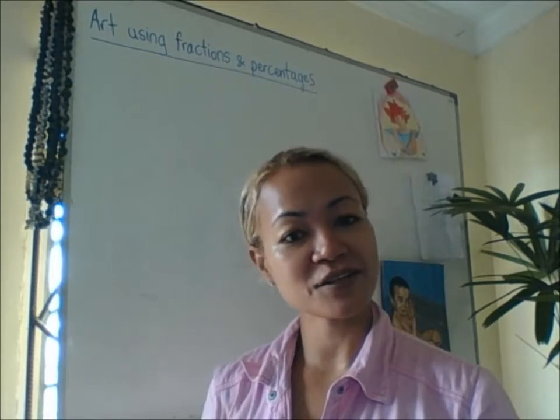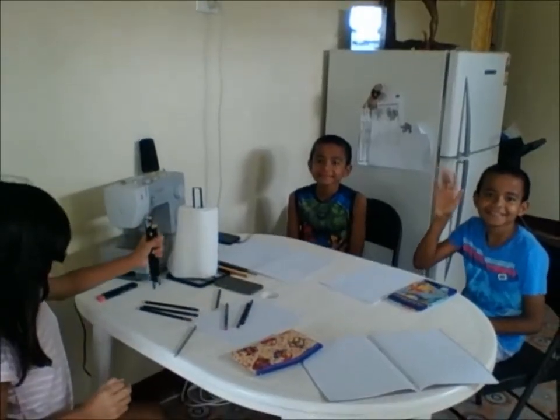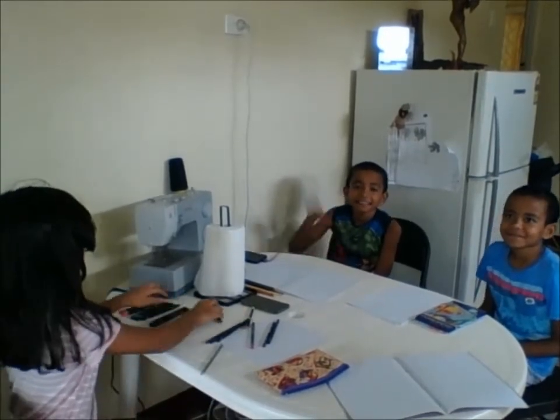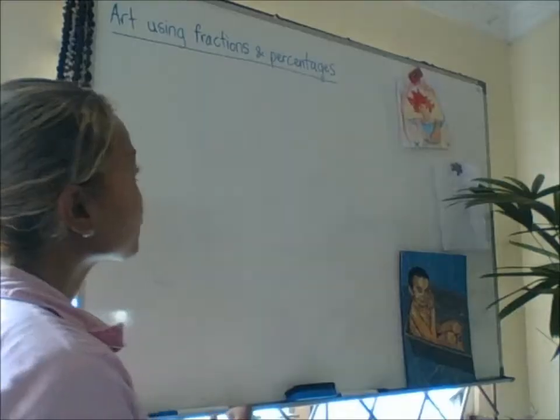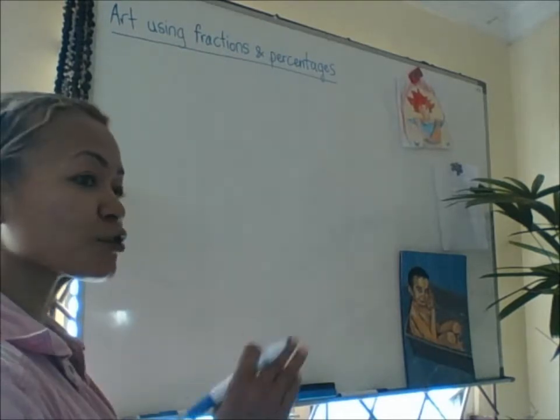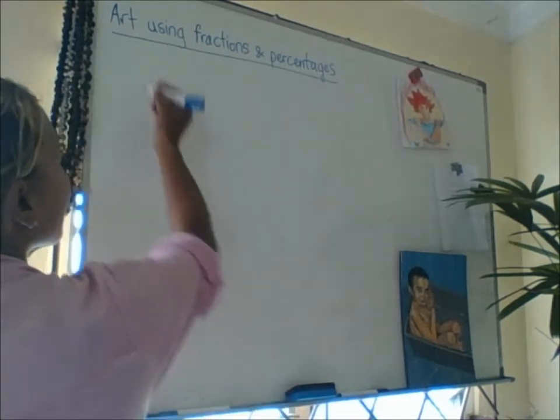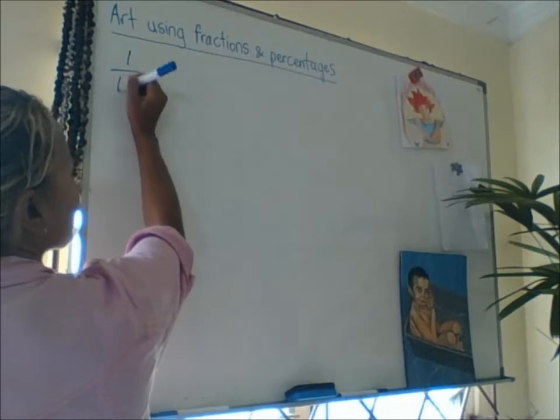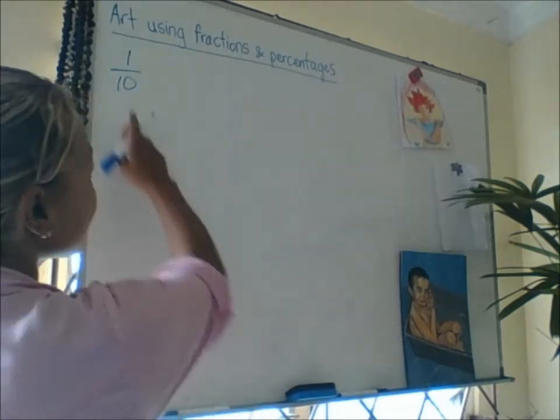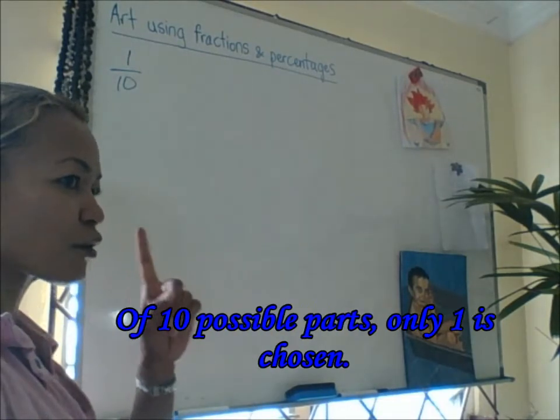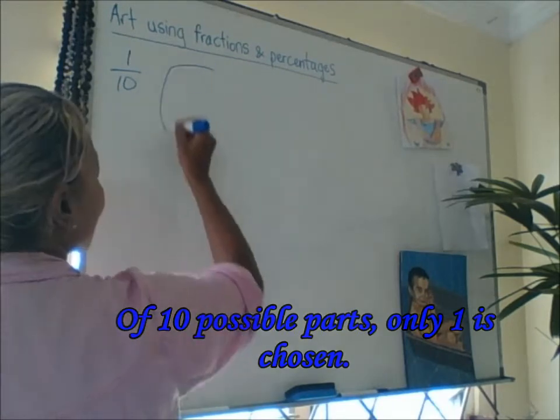Can you create art using fractions and percentages? You remember what fractions are? You have the numerator and the denominator. So if you have 1 over 10, it means out of 10 possible parts, only 1 is chosen.